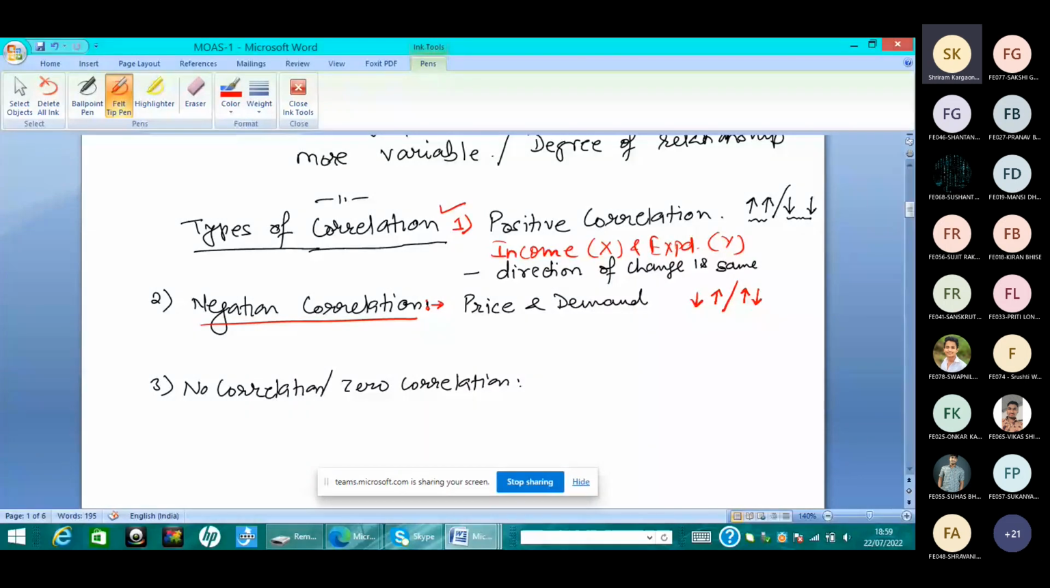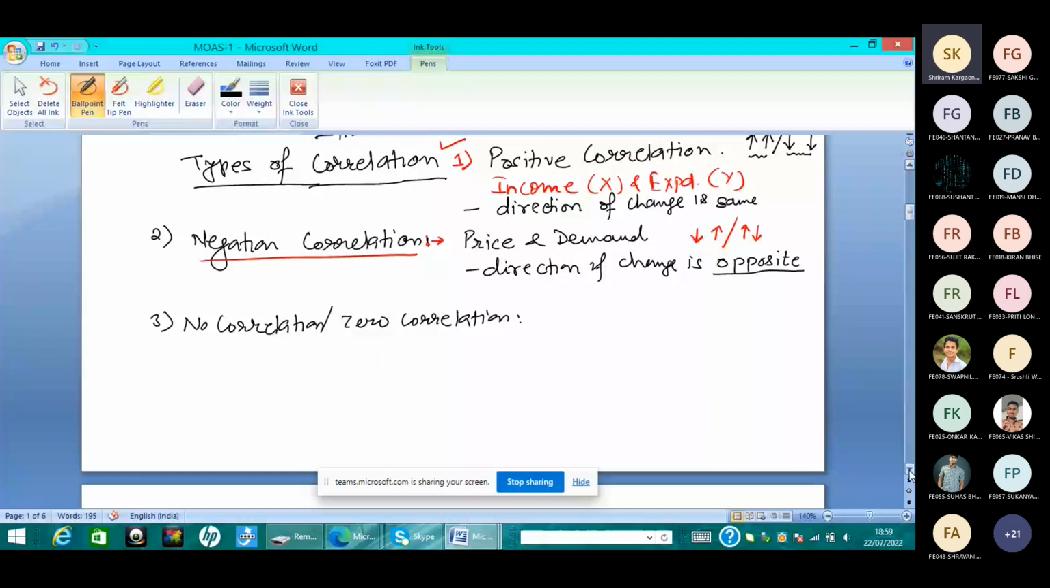One thing you observe here: the direction of change is opposite. One is increasing, so the other is decreasing, and vice versa. If such is the relation between two variables, then we say that the variables are negatively correlated. Got it? Does everybody understand this? You can give more examples of it. This was the first example.